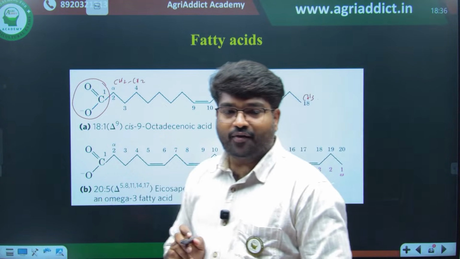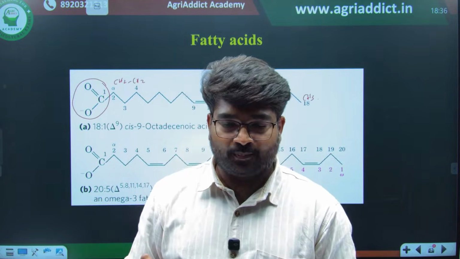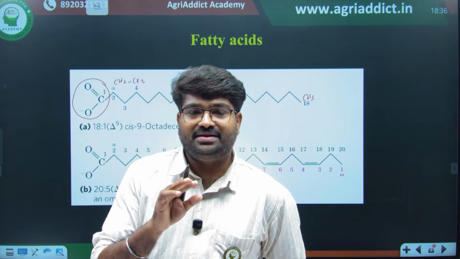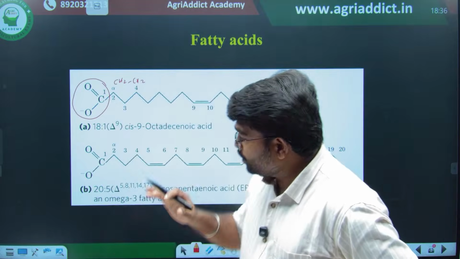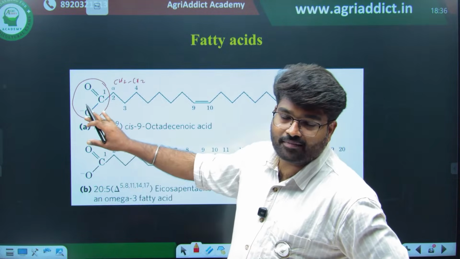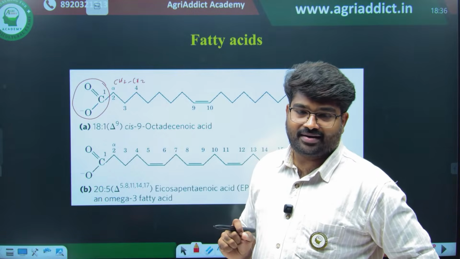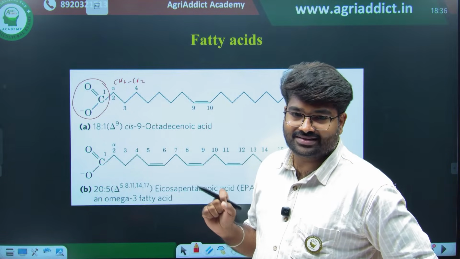So how are we naming the fatty acids? Fatty acids have two ends: the omega carbon and the alpha carbon. Omega carbon means what? The carbon atom that is furthest away from the methyl group. This is very important.